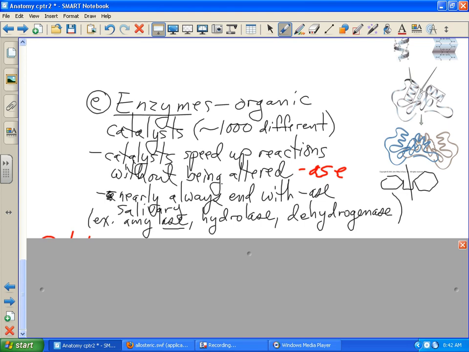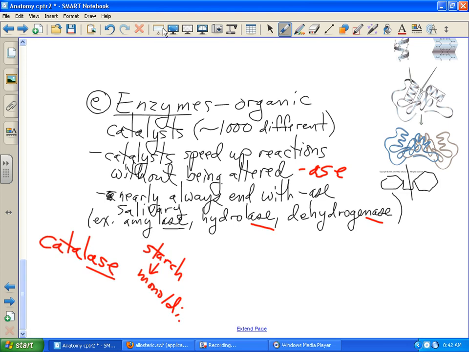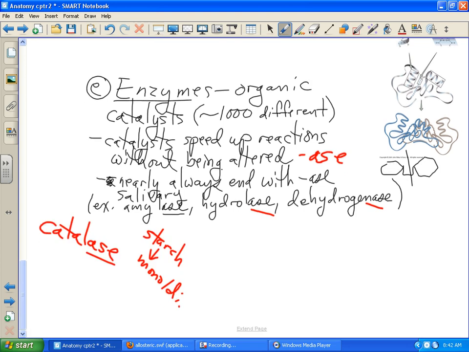Hydrolase, this is using water to break things apart. Dehydrogenase, we're taking hydrogen away from things, but the only reason I really listed those is to get the ASE. So if there's a word with ASE, it's an enzyme. So that was just an example here. Salivary amylase takes starch and breaks it into monosaccharides and disaccharides. We looked at catalase today, which is found in all living tissue, but it's inside the cells. Most of the time, it's not active. Questions on that?